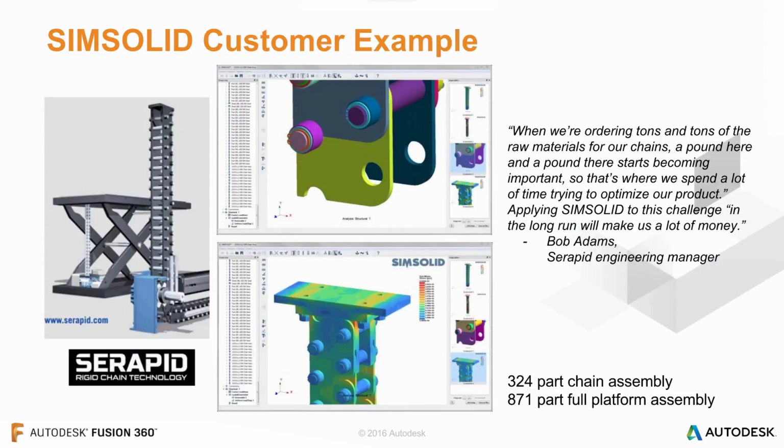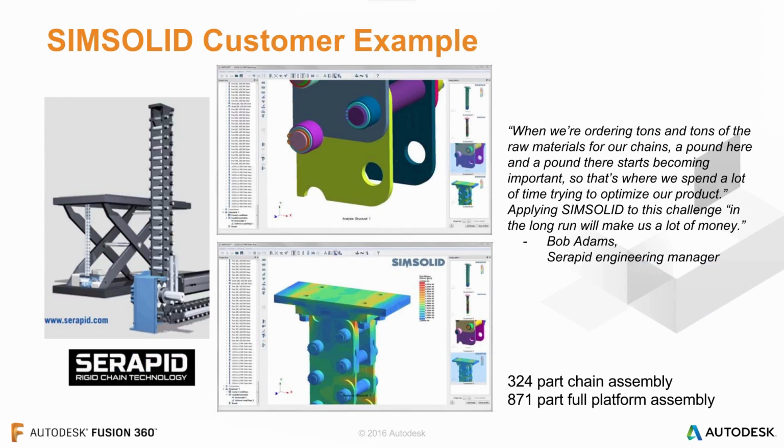Okay. Maybe before we start, I just want to give one customer example. I think it's always good to put into context. This is a company, Serapid, and they have an interesting vertical chain lift technology. You see it there on the left. It actually lifts these platforms up and down. These are often used as theater stages, so it's the stages that come up and down.